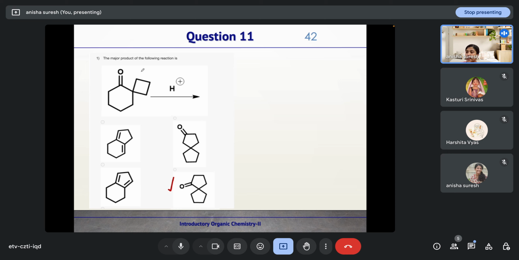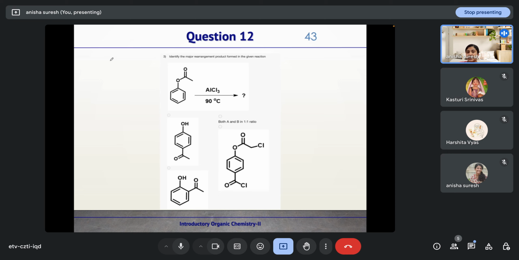So whenever there is chance for strain release and all, then that will be favored. So here there was a four-membered ring. So in this condition, the strain release was possible by expanding to a five-membered ring. So the reaction is moving forward in that direction.